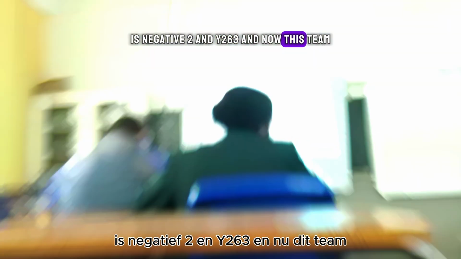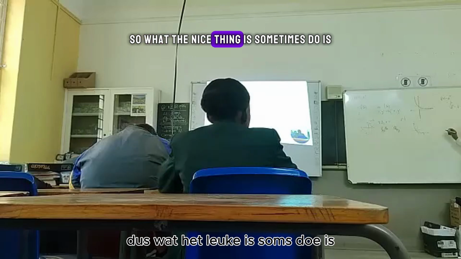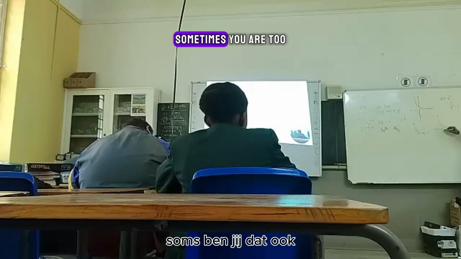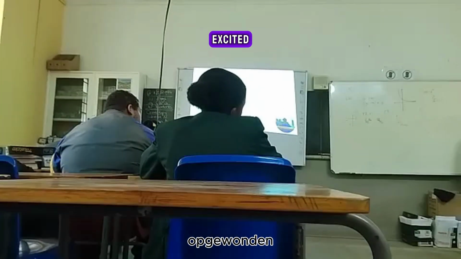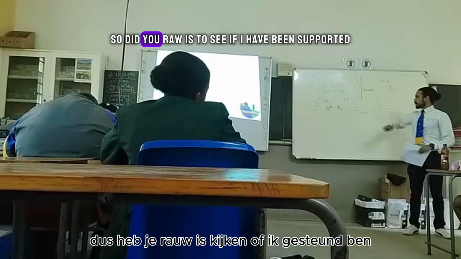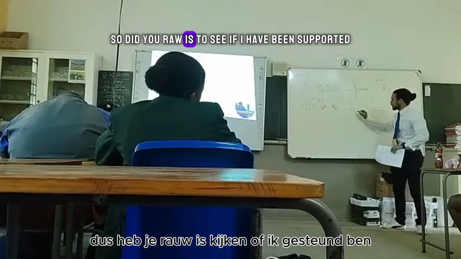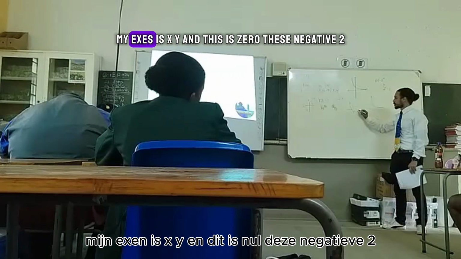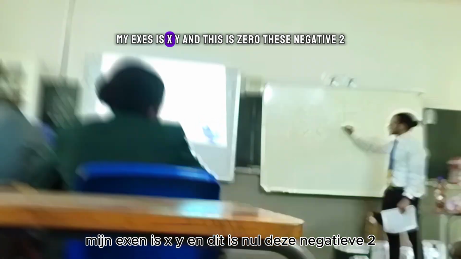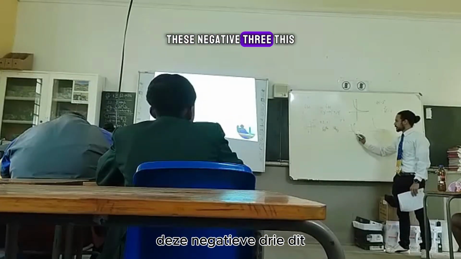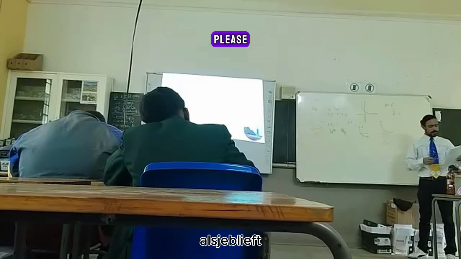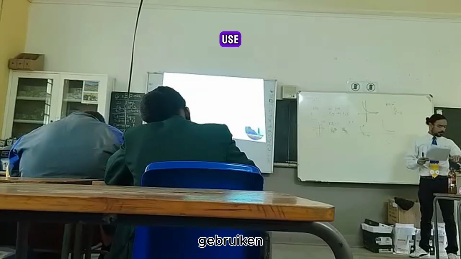The nice thing sometimes is to first draw it, then graph it nicer, because sometimes you are too fixated on the answer, and now all of a sudden your point is here, or you're not going to graph it at 3. So there's your graph. Just see, have I indicated everything that's important? My axes are x and y, and this is 0. There's negative 2, there's negative 3. This is the stuff that you want to use. Right there.